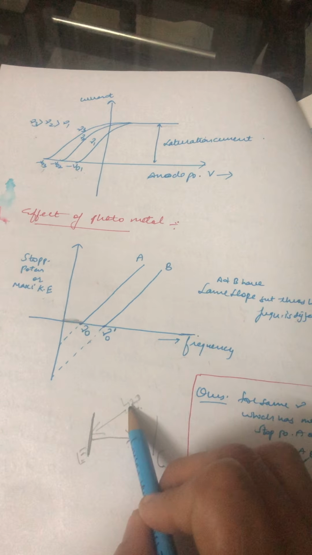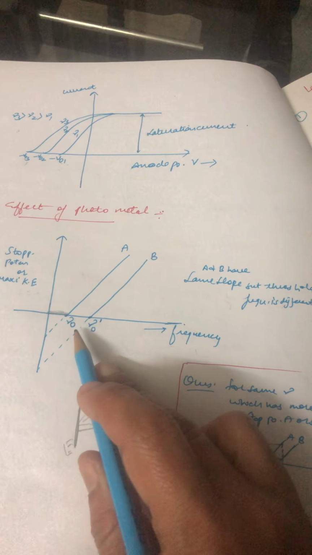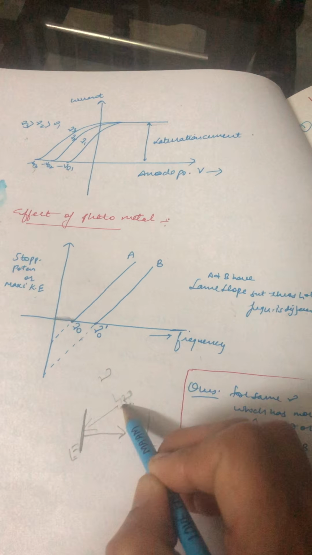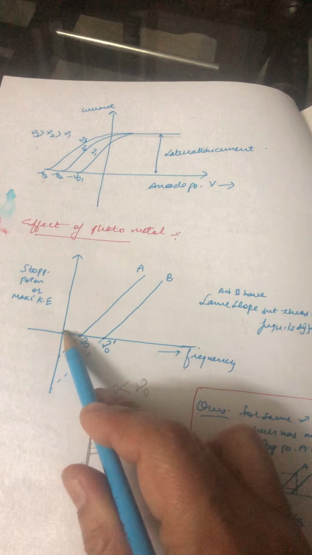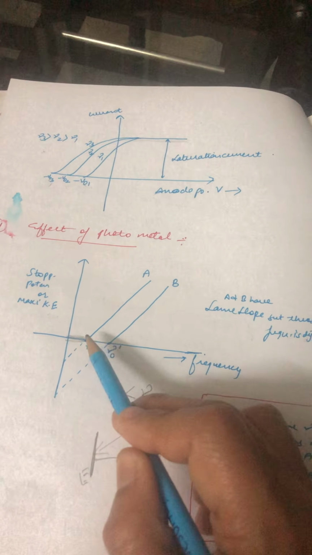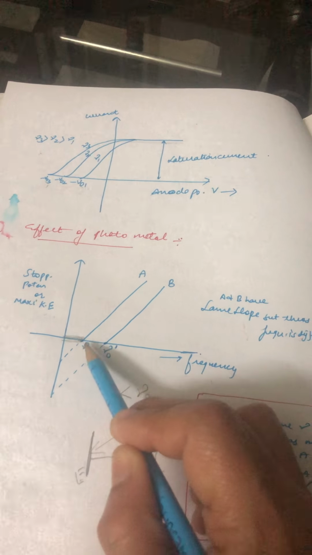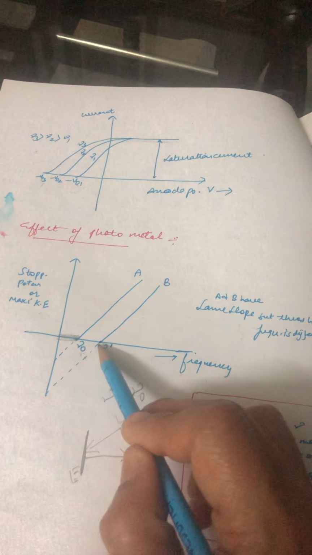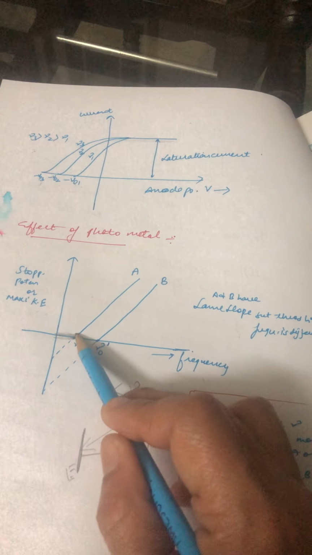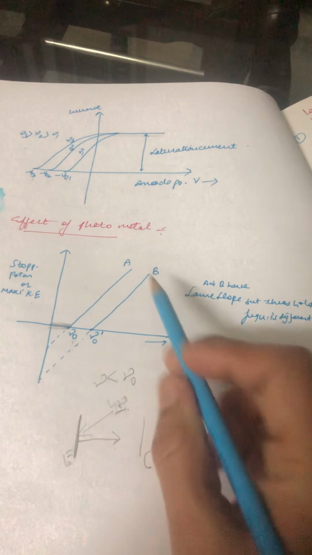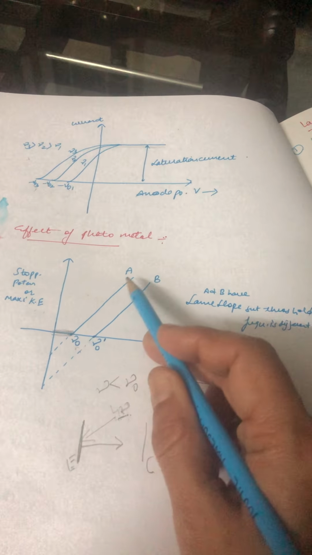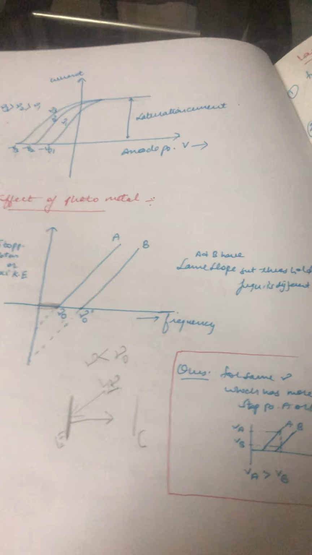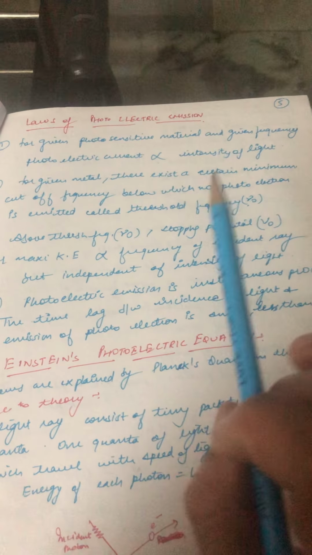If your incident photon has a frequency nu less than nu naught, which is the threshold frequency, then no photoelectric effect is possible. It only starts when the frequency is at least nu naught. After that, if the frequency is more than nu naught, the photoelectric effect will take place, and the relation between frequency and maximum kinetic energy will be this inclined straight line. So from these observations, we have obtained the laws of photoelectric emission.